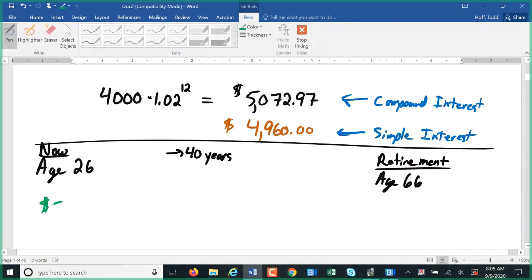Let's use $5,000 just to keep even numbers. I know a few years ago, the IRS raised it to $5,500. I think this year it goes up to $6,000 that you are allowed to put away every year in IRAs, retirement accounts that have tax advantages. But we're going to stick with $5,000.